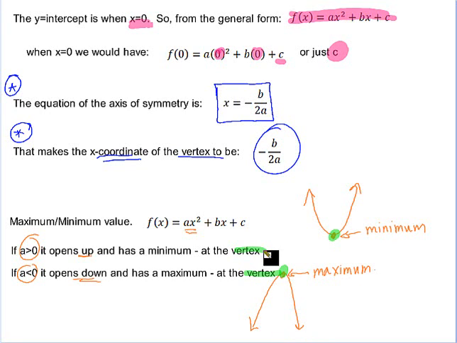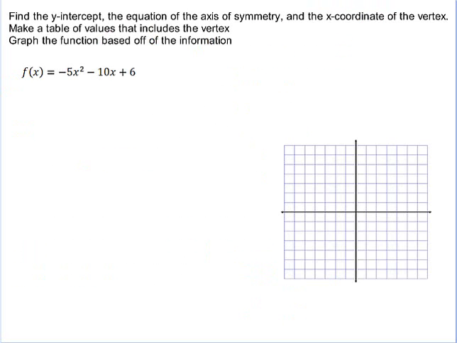Okay, so we're going to do another example of graphing, and we're going to do it by finding a few things first. So we are going to find the y-intercept, the equation of the axis of symmetry, the x-coordinate of the vertex, and we're going to make a table of values that includes the vertex and then graph based off that function. So first off, let's go for finding the y-intercept.